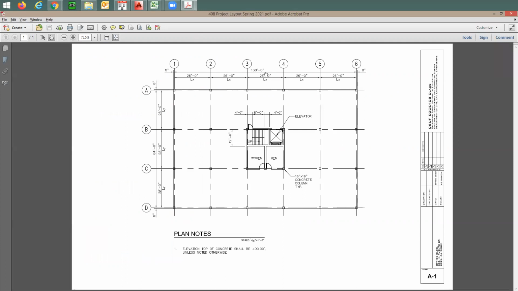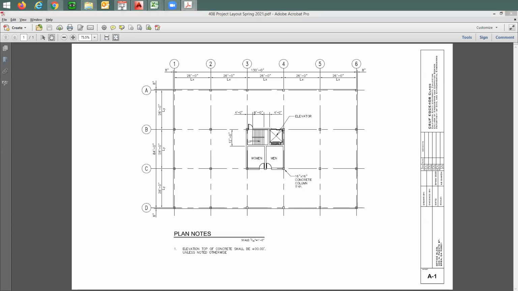Here's the building. It's going to be 130 feet by 84 feet. I have here some elevators, restrooms in the middle, some walls. You're going to have some concrete walls and then columns. The grid line is the spacing for the columns in the x direction. That's what you call L sub x, which means the span in the x direction is 26 feet, and the y direction is going to be 28 feet.